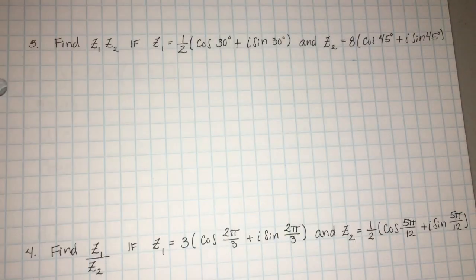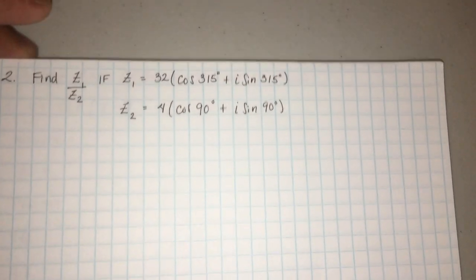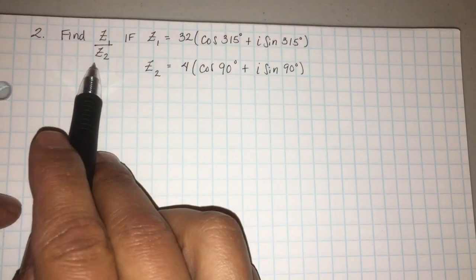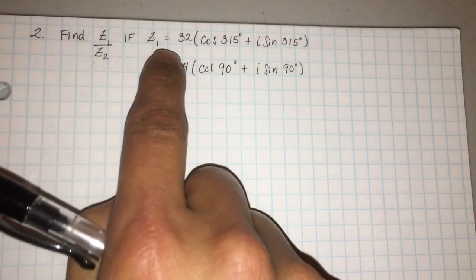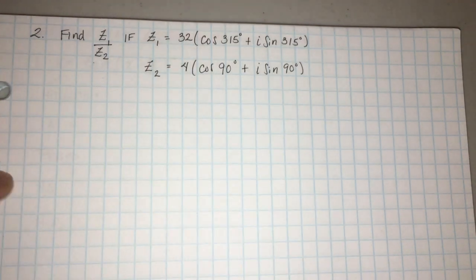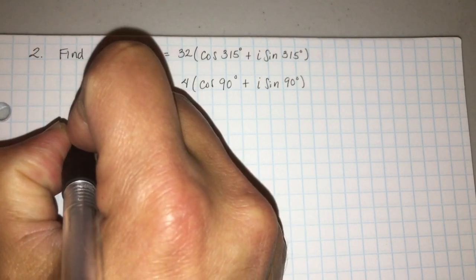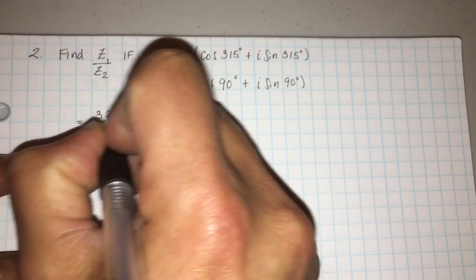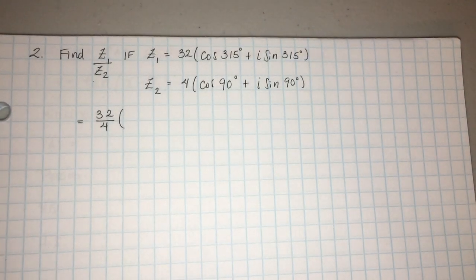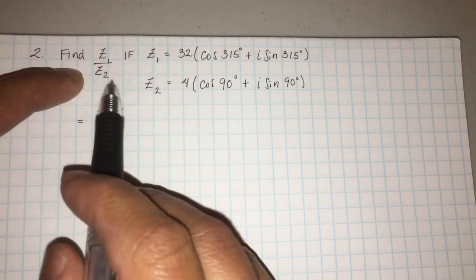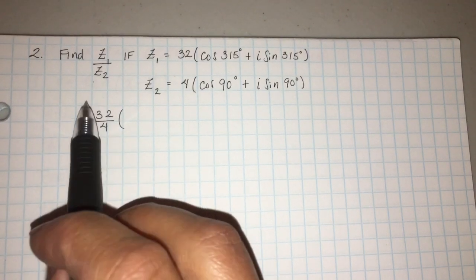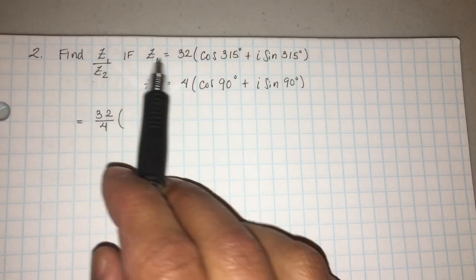Let's see if we can do a few more, maybe 3 more. Here we have a different example with degrees. Same thing, but now we are dividing. So we divide the modulus, the R value, the absolute value distance. You're going to have 32 divided by 4. Be careful, because remember, division is not commutative, so the order does matter. I don't think this is going to give you anything too complex. They always tell you z1 over z2, so just make sure this one is on the top.